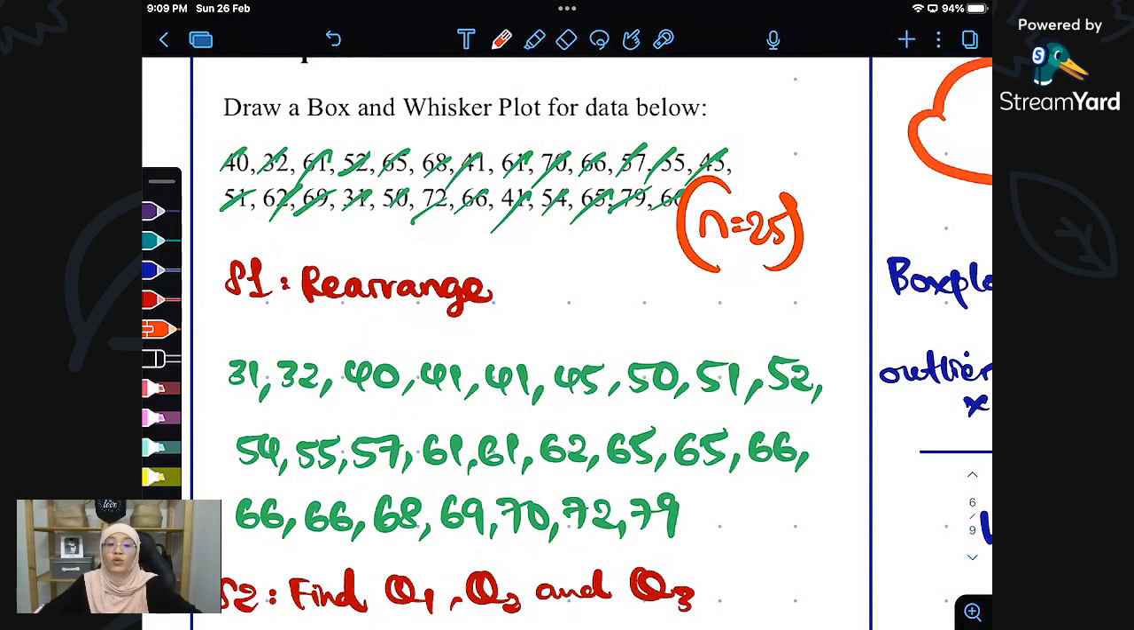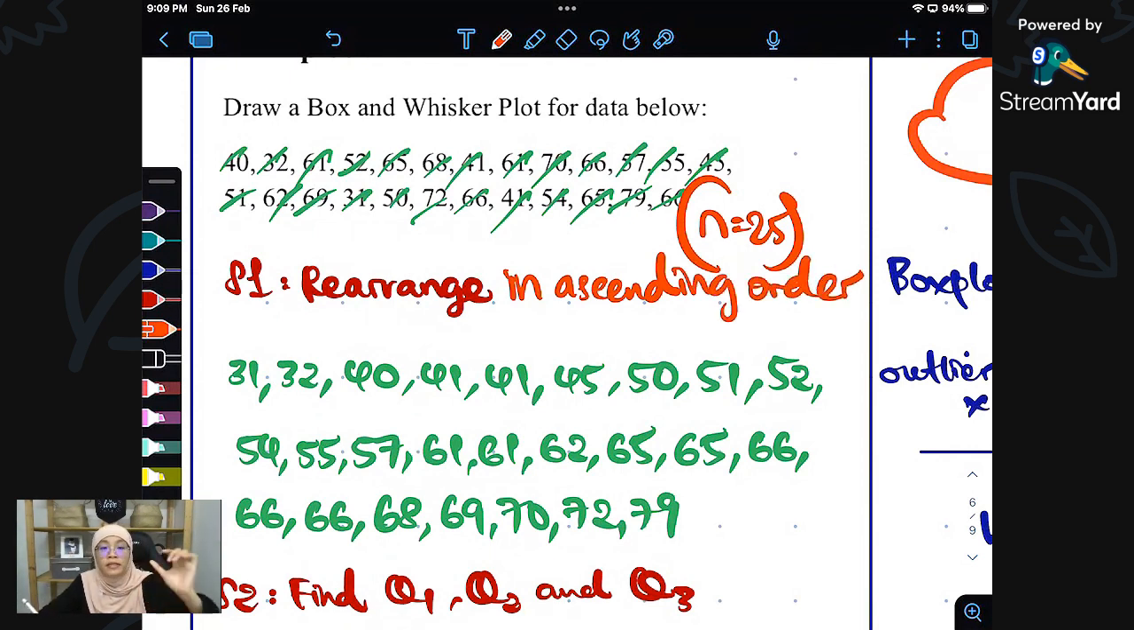But first and foremost, we always must rearrange it first in ascending order. Remember it, in ascending order. So from small to big numbers, it is from 31 until 79. You write down 31 and you cut it. You write down 32 and you cut it until you finish every number there. Okay, be careful and you've got to double check for it.